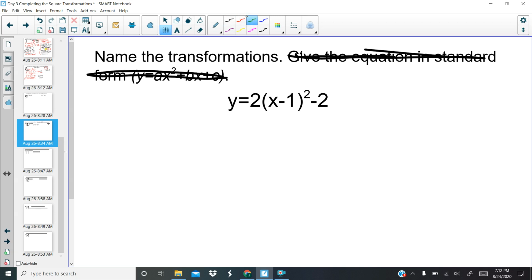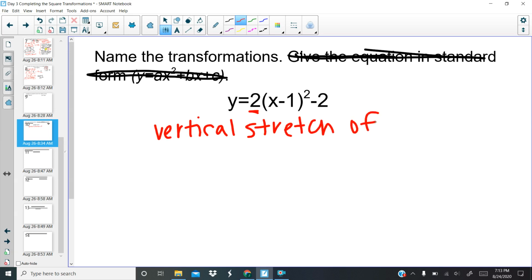So the 2 that's right here on the outside, that, if you remember, is going to be called a vertical stretch, and it's by a factor of 2. So I'm going to write vertical stretch of 2. The minus 1 still plays the same role that it did before. It moves us to the right 1, and then the minus 2 is going to move us down 2. So these are going to be the transformations made.